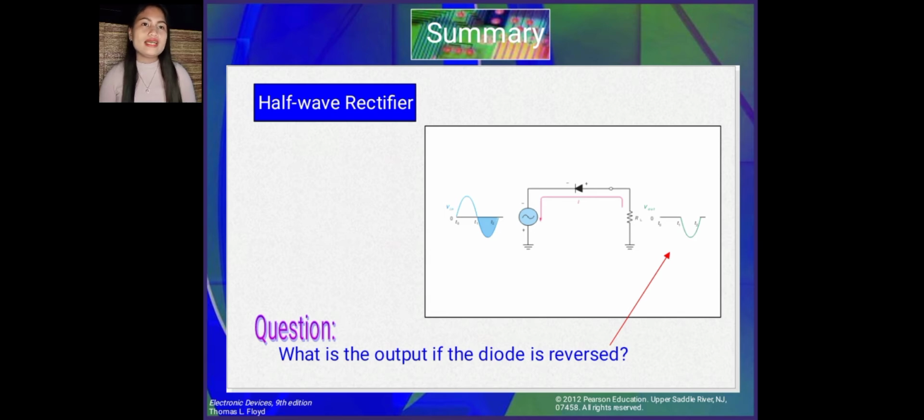When the input voltage goes negative during the second half of its cycle, the diode is reverse biased. There is no current, so the voltage across the load resistor is 0 V, as shown in the figure. The net result is that only the positive half cycles of the AC input voltage appear across the load. Since the output does not change polarity, it is a pulsating DC voltage with a frequency of 60 Hz.